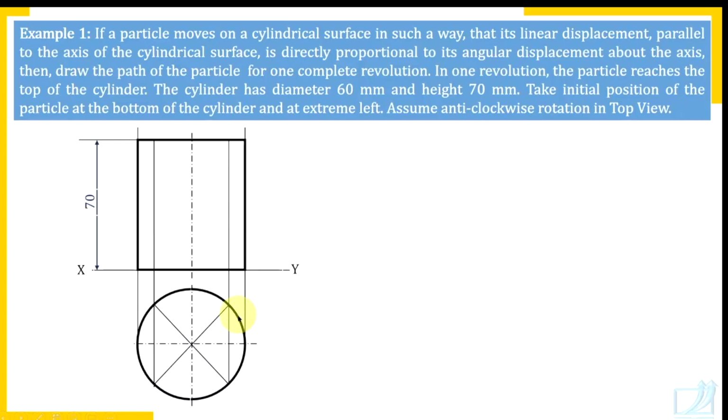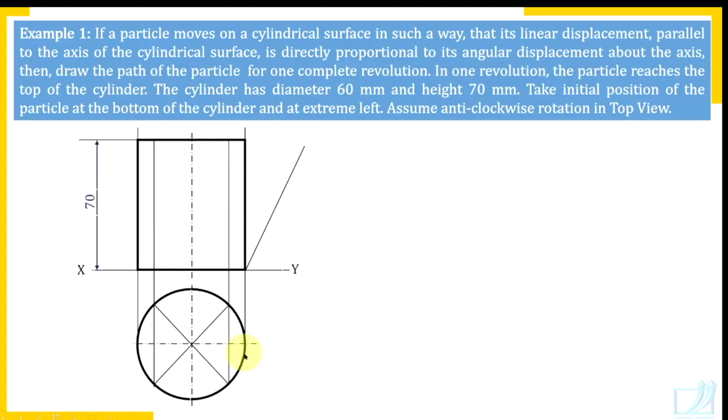So try to understand the basic procedure of complete helix. Divide the circle in 8 parts and divide pitch in 8 parts. So what is pitch? 70 mm. It's given clearly here, height of the cylinder is 70 mm and initial position is at the bottom. And in one revolution it reaches the top of the cylinder. So it starts at bottom and in one revolution it reaches top of the cylinder. That means 70 mm, that is height of the cylinder, is the pitch of the helix. Remember, you should divide pitch also in 8 parts.